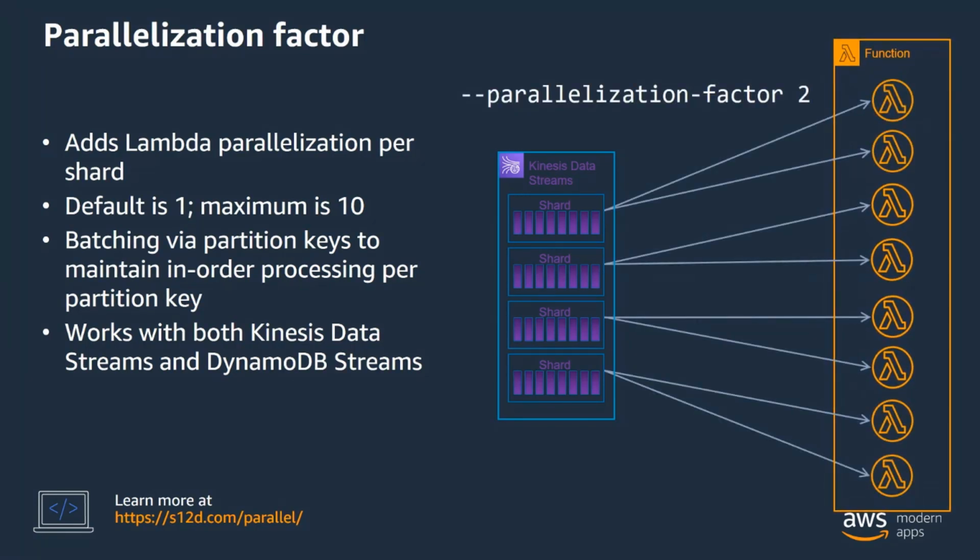Changing the parallelization factor from 1 to 2, you can see in this diagram how each shard now has 2 instances of a consuming Lambda function processing batches in parallel. The result is that records are processed in half the time, all things being equal. You can also increase this value to a maximum of 10.